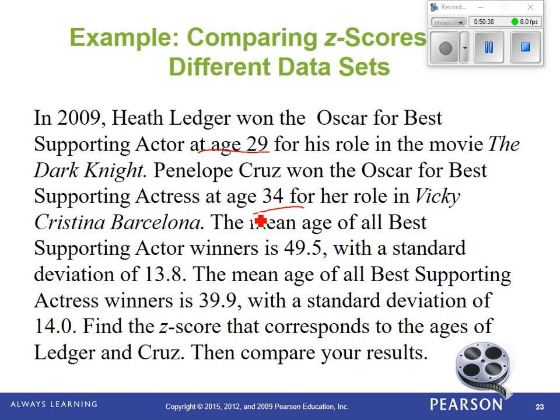No, because we don't know how it works, but we can compare them if we change them into the same kind of numbers. So what we want to do here for Heath is find his z-score. What was his age? 29 minus, what was the mean for actors? 49.5. What was the standard deviation for actors? 13.8. Grab your calculator and help me out and do that math there.